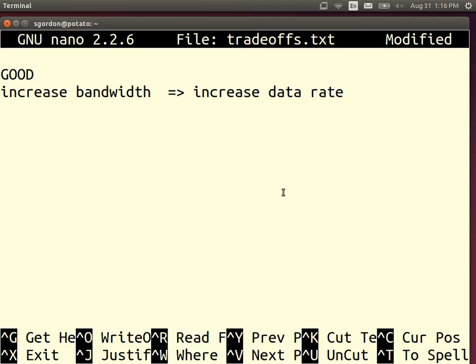And I'll say that's a good thing in that we normally would like to increase the data rate. We'd like to send as many bits as possible usually, so we think an advantage or a good thing about a communication system is to get high data rate, use higher bandwidth.